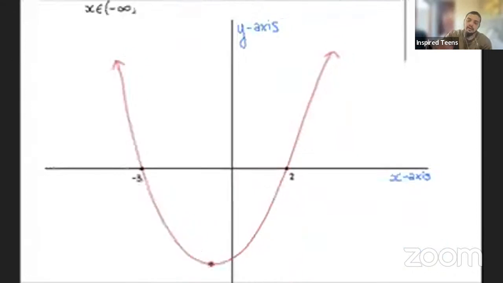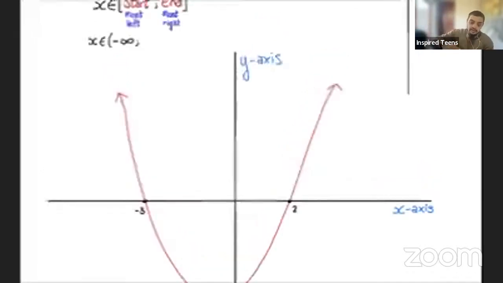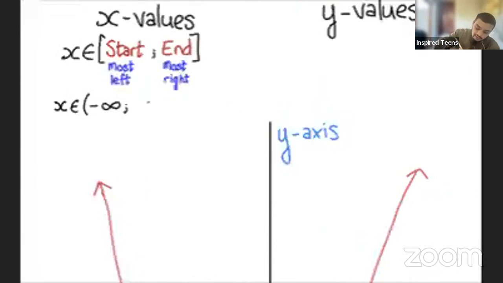Then we look at this graph. Again, we're answering the question, what is the domain, which is X values, which is a start X value and an end X value, which is a most left value and a most right value. So now we've done the most left value. Let's discuss the most right value. This graph goes on forever up and forever right. It's diagonal. So for this one, the most right value is positive infinity this time. So this graph starts at negative infinity and ends at positive infinity.